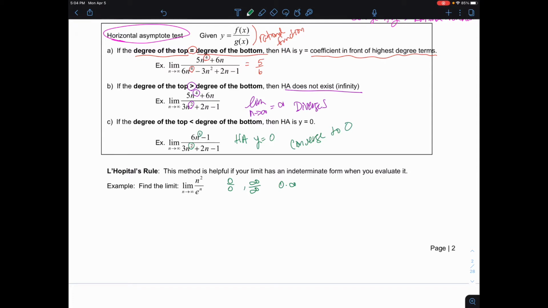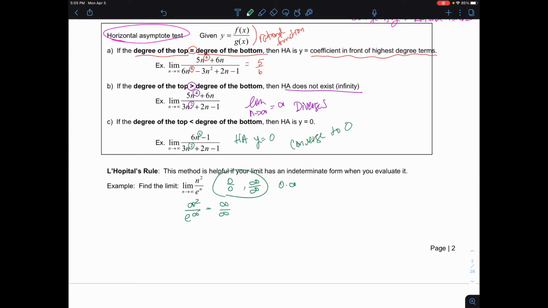It says, find the limit as n goes to infinity of n squared over e to the n. And if I plug in infinity, I get infinity squared over e to the infinity. Well, infinity squared is just big, and e to the infinity is just bigger. So we really just say this is infinity over infinity. So it's an indeterminate form. It's one of those forms, and these are the two forms that we like, 0/0 or infinity over infinity.